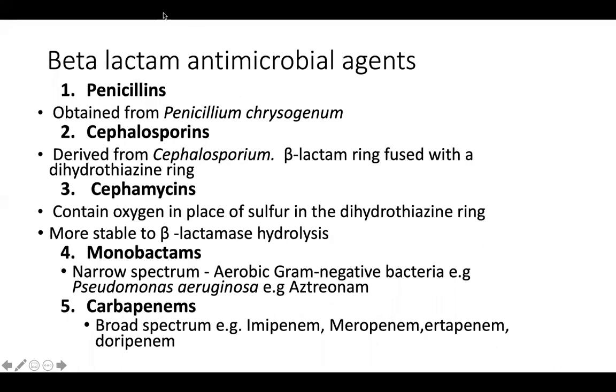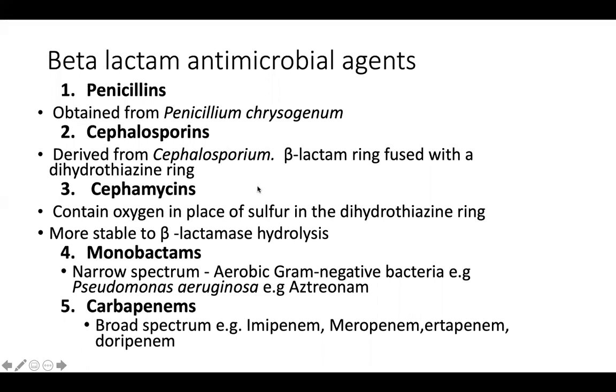So again, we'll not go into the details. You're going to look at the details in pharmacology. But just to mention them, we have the large group of the penicillins, and there are different generations of this, as you shall be told in pharmacology. And penicillins are antibiotics because they're natural products of the fungus Penicillium chrysogenum. And then we have the other large group, the cephalosporins, which are also in different generations. So these are also antibiotics derived from the fungus Cephalosporium.